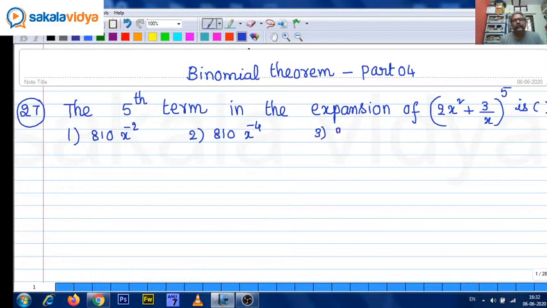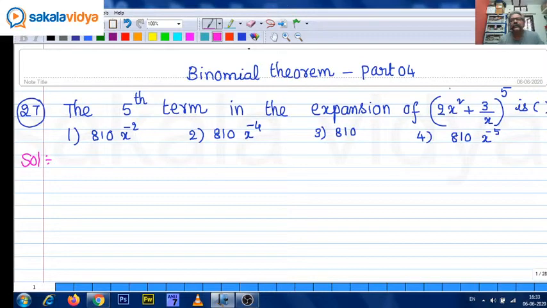Third option 810. Fourth option 810 x to the power of minus 5. Right. So in this question we need to find out the fifth term in the expansion. Fifth term means general term. We need to recall that. That means the solution will be like this.